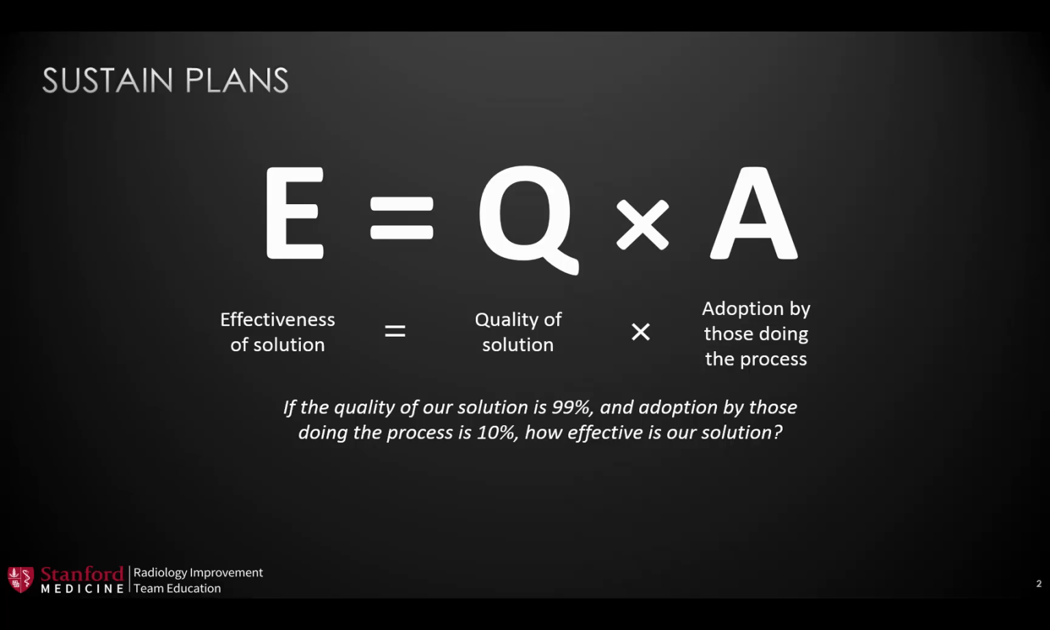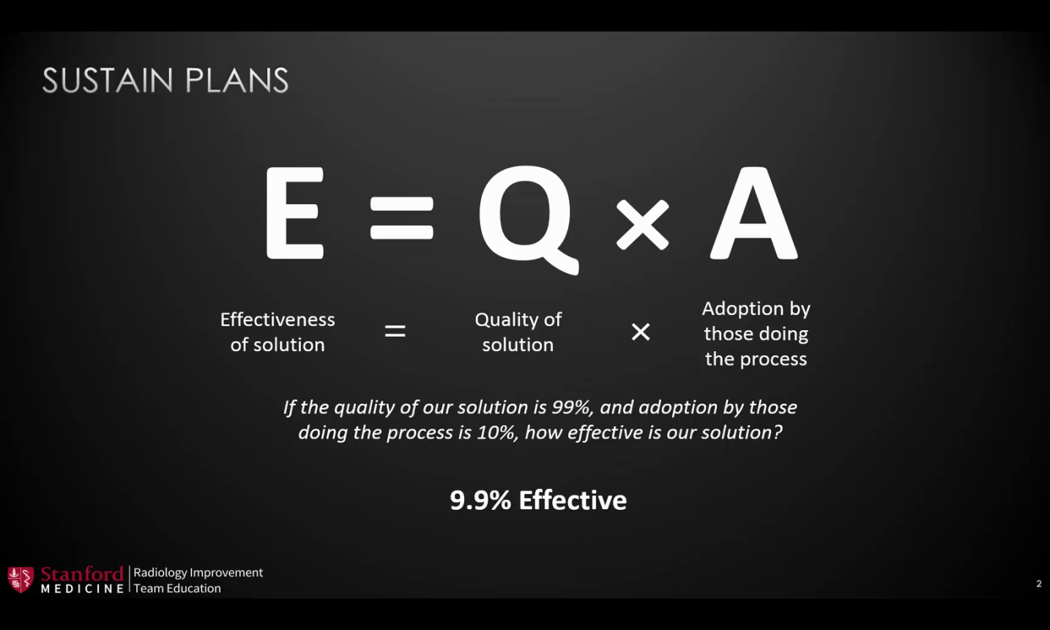So if the quality of our solution is 99%, we've come up with this awesome solution, almost perfect. And adoption by those doing the process is 10%. How effective is our solution? So if we put our fourth grade math hats on and do some multiplication of percentages, we see that 99% times 10% equals 9.9%. So that means the effectiveness of our solution is really, really low.